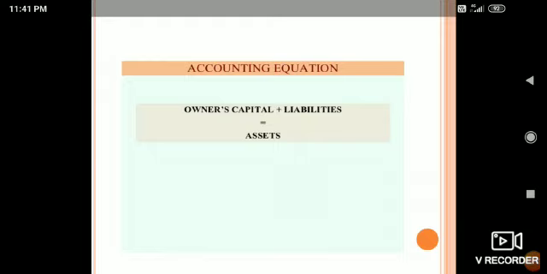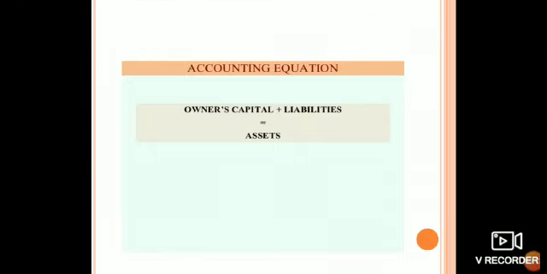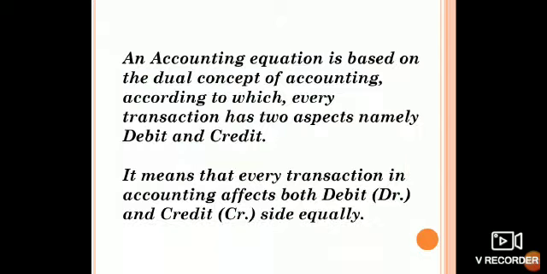Today we are going to discuss the accounting equation. It is considered to be the foundation of the double entry accounting system. The accounting equation signifies that the assets of a business are always equal to the total of its liabilities and capital.